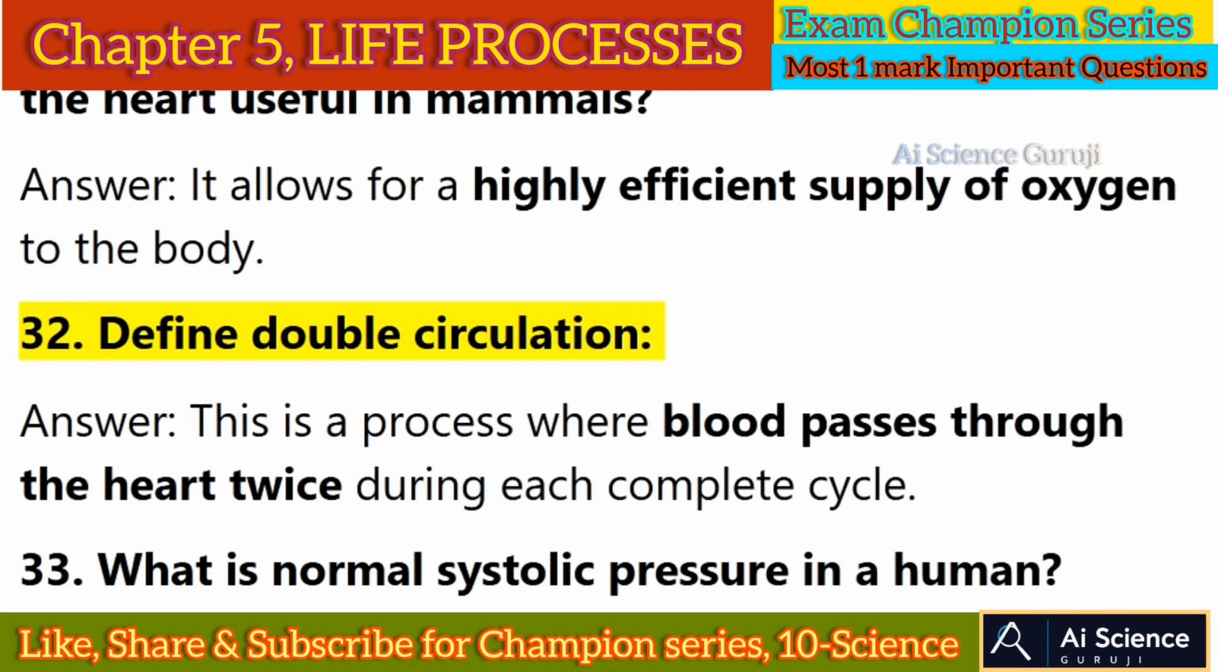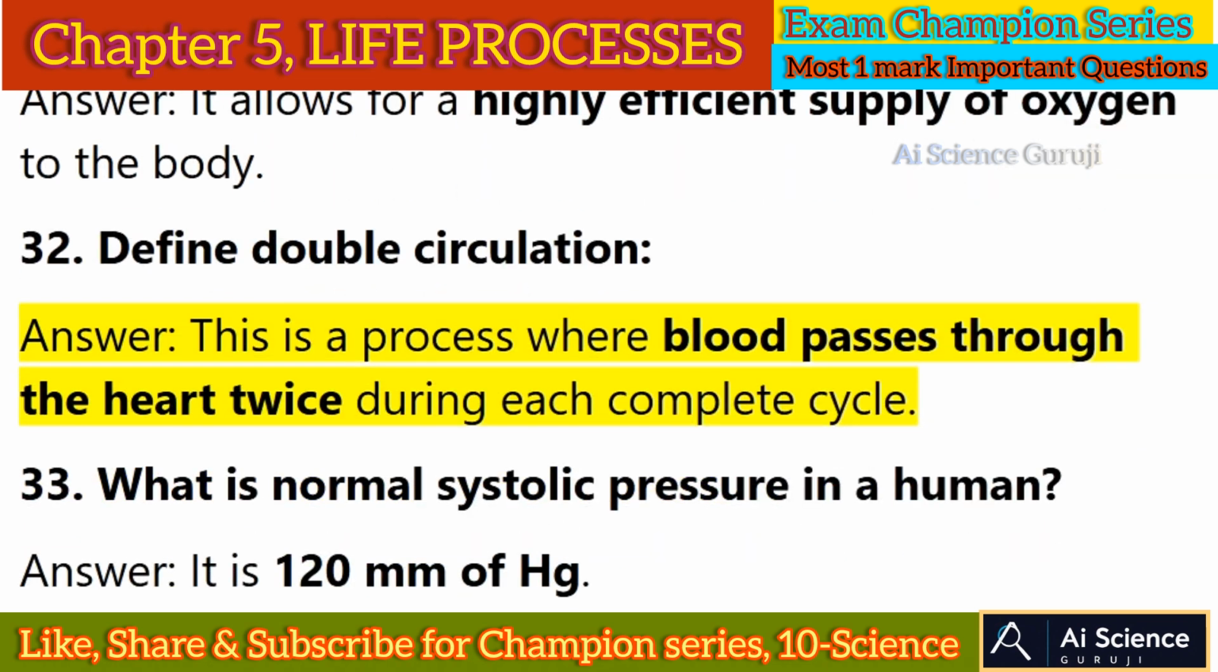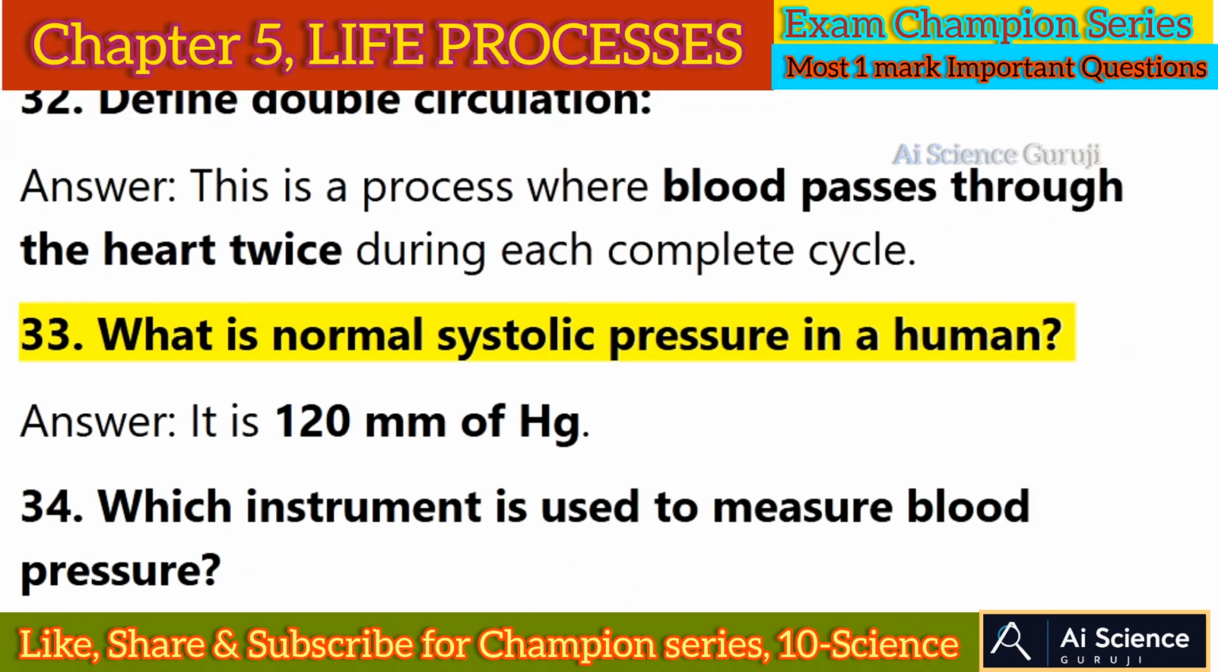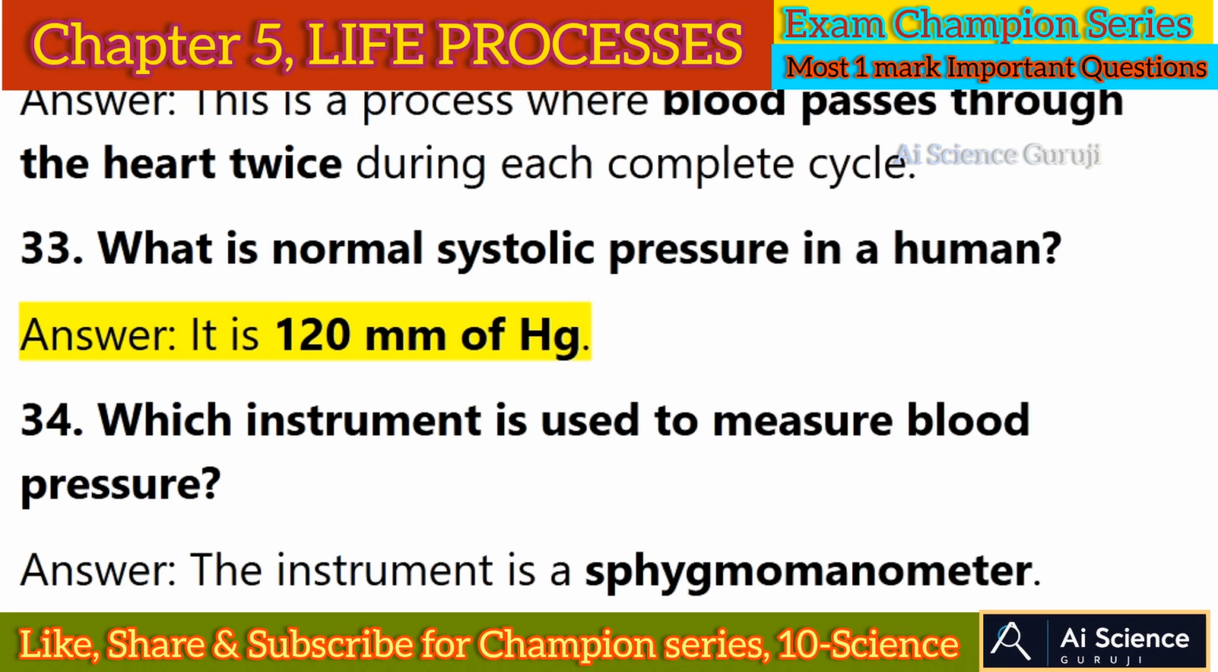32. Define double circulation. Answer. This is a process where blood passes through the heart twice during each complete cycle. 33. What is normal systolic pressure in a human? Answer. It is 120 millimeters of Hg.